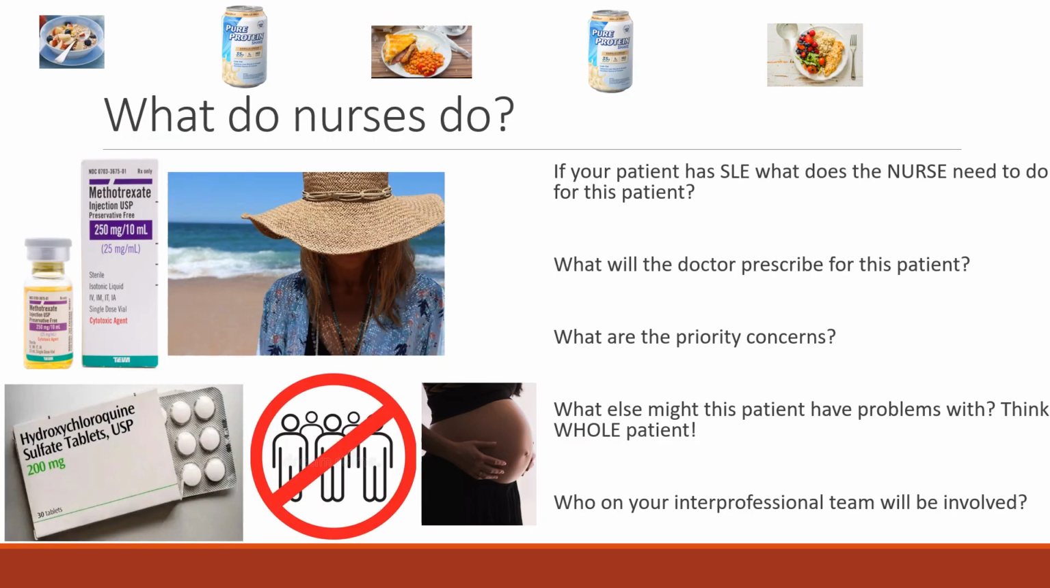So what do nurses do? You guys have noticed now that there are pharmacological and non-pharmacological methods, and we need to make sure that we understand that both can help our patients. So what do we need to look for if our patient comes in with lupus exacerbation? We need to ask our patients about nutrition. What kind of nutrition does our patient need?